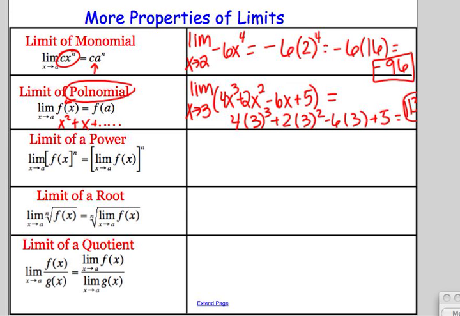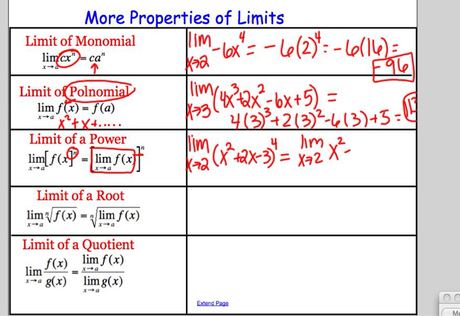The power rule. If you're taking the limit of a function to an exponent, you can do the limit first and then the exponent second. So here's our example there. The limit as x approaches 2 of x squared plus 2x minus 3 to the 4th power. So really, I can redo the limit as x approaches 2 of x squared plus 2x minus 3. And when I'm done with that limit, I can take it to the 4th power.